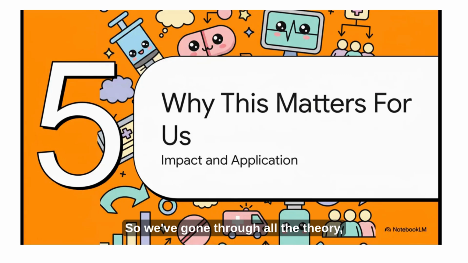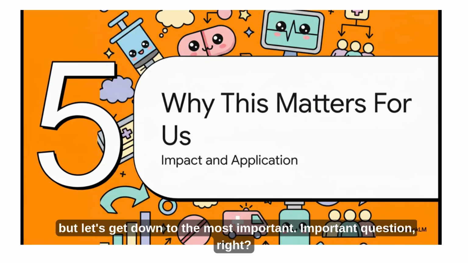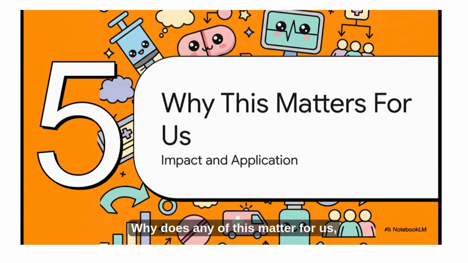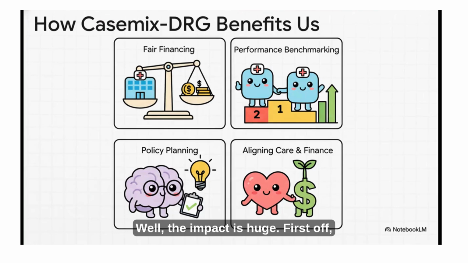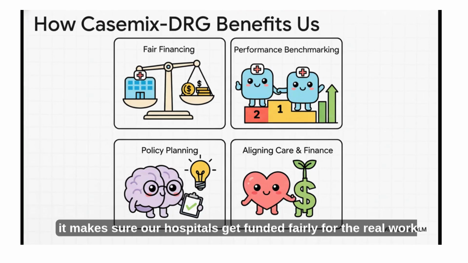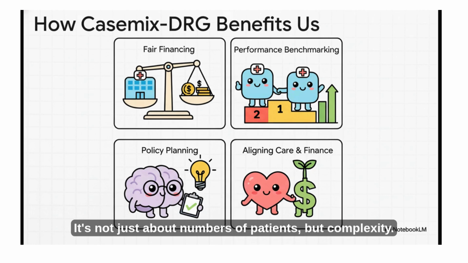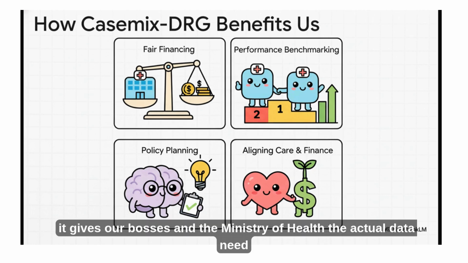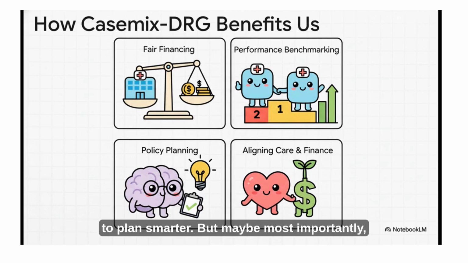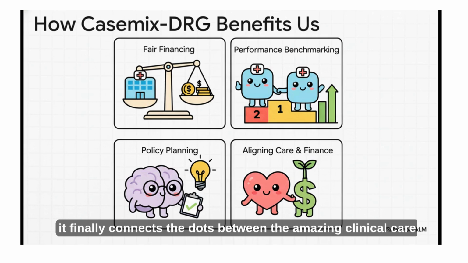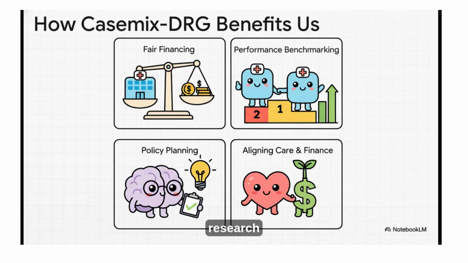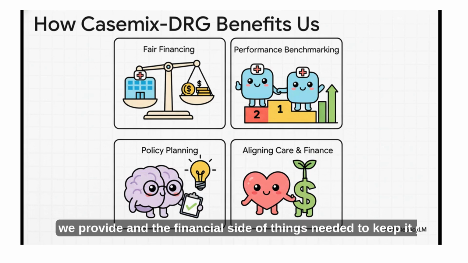So we've gone through all the theory, but let's get down to the most important question, right? Why does any of this matter for us on the ground doing the work every day? How does it actually help? Well, the impact is huge. First off, it makes sure our hospitals get funded fairly for the real work we do. Second, it lets us compare ourselves to other hospitals in a meaningful way. It's not just about numbers of patients, but complexity. Third, it gives our bosses in the Ministry of Health the actual data they need to plan smarter. But maybe most importantly, it finally connects the dots between the amazing clinical care we provide and the financial side of things needed to keep it going.